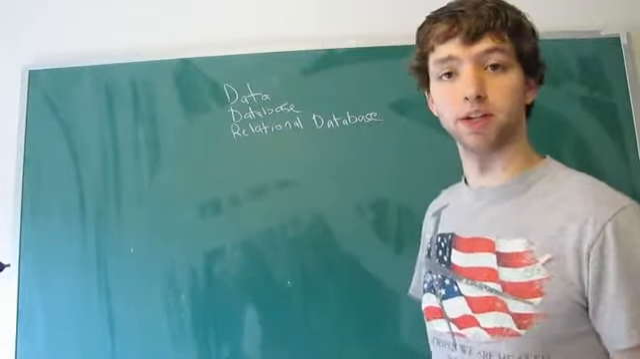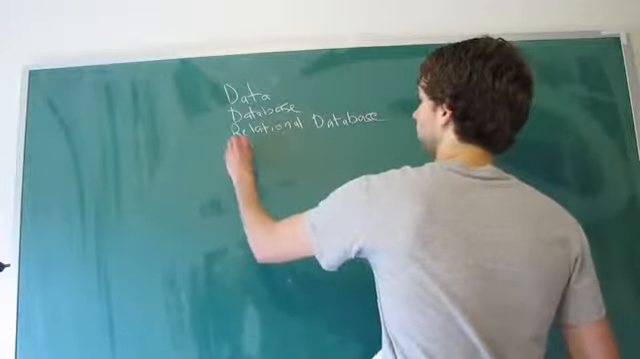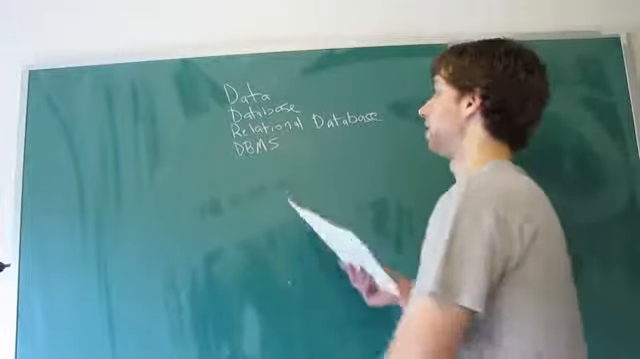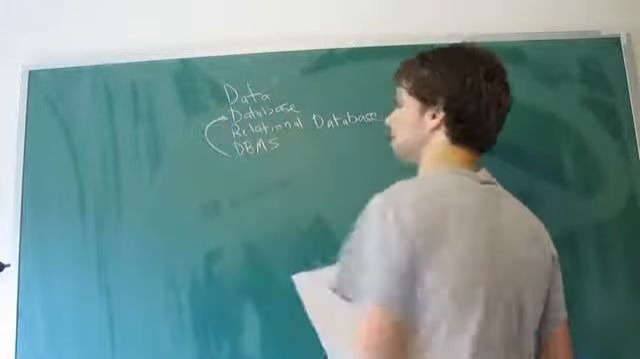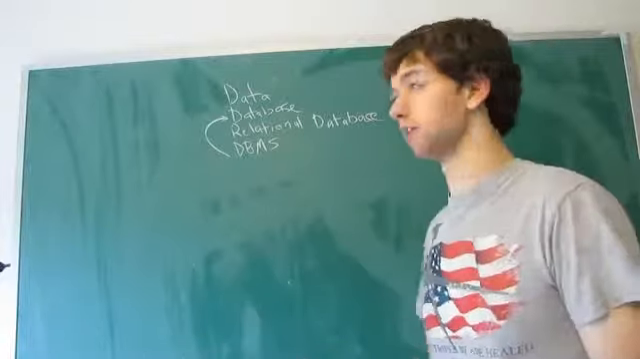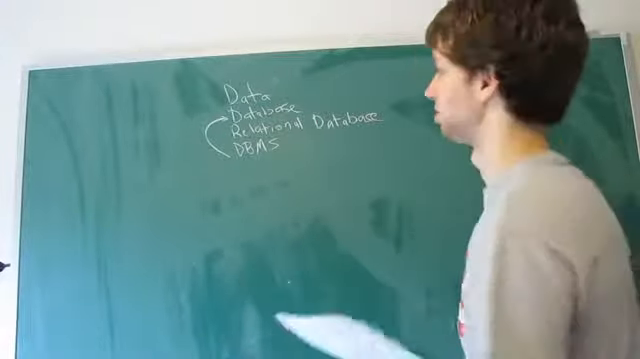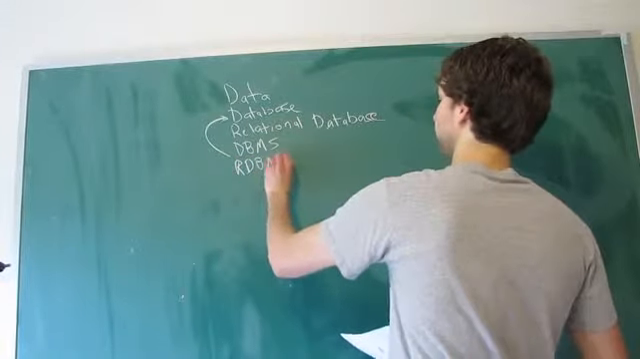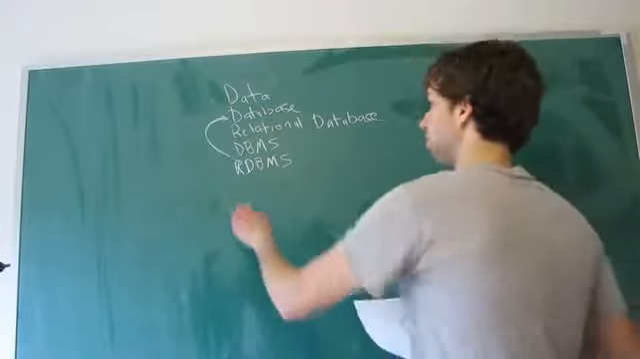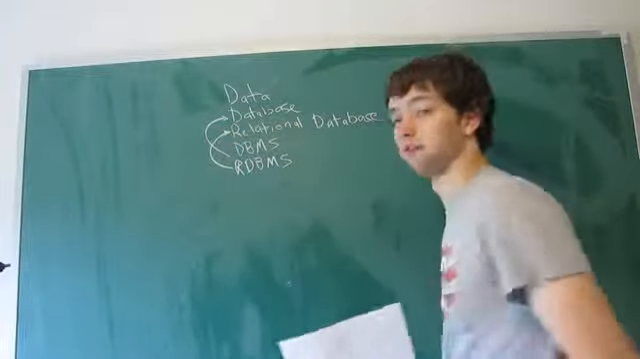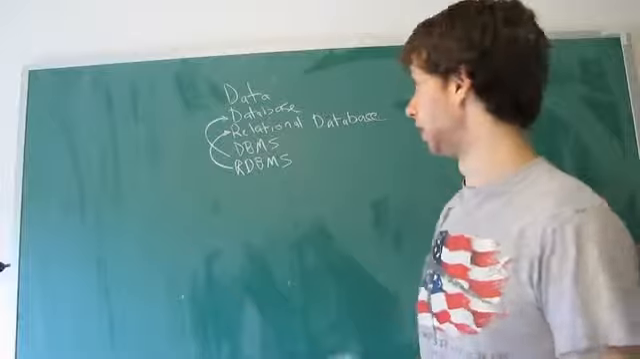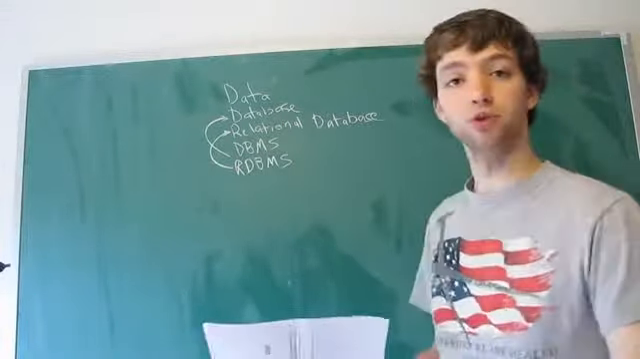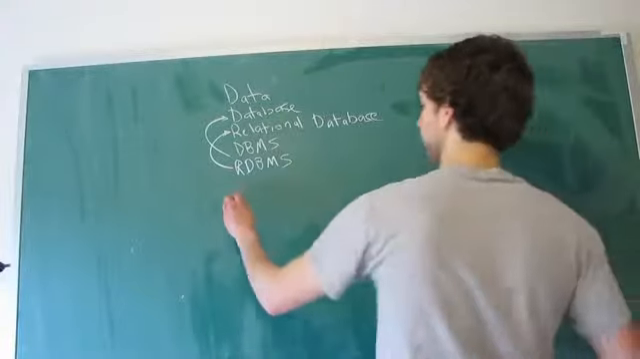We have a database management system, or DBMS for short. That is how we manage a database using code. That's how we control our database. We have a specific kind of database management system called a relational database management system, which is just used to control our tables and the values within our tables of a relational database. Pretty simple.